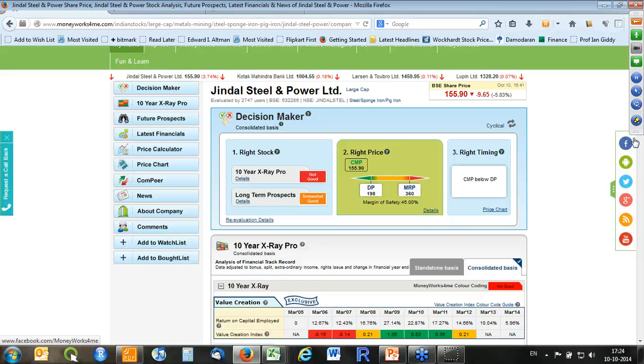The next question is by Mr. Manohar Bambani. Jindal Steel and Power is below DP. Why has no buy signal been generated? I don't think we have generated a buy signal for Jindal Steel and Power. I presume you may be asking why it has not been generated.